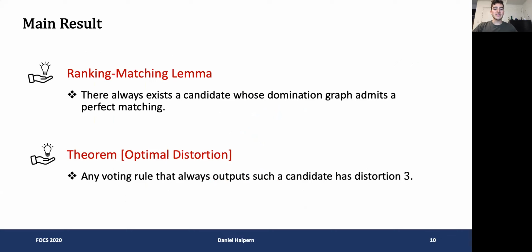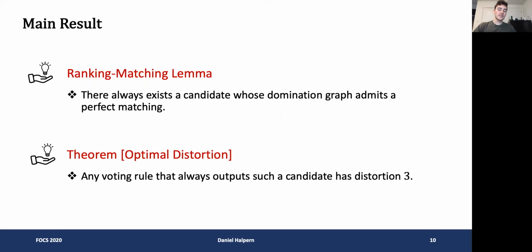So the main technical result of our paper is what we call the ranking matching lemma, which shows that no matter what the rankings are, no matter how many voters and how many candidates, there will always be some candidate that has a perfect matching in their domination graph. So this is quite a technical result. It's the main heart of our paper. So I'm not actually going to go into the proof at all.